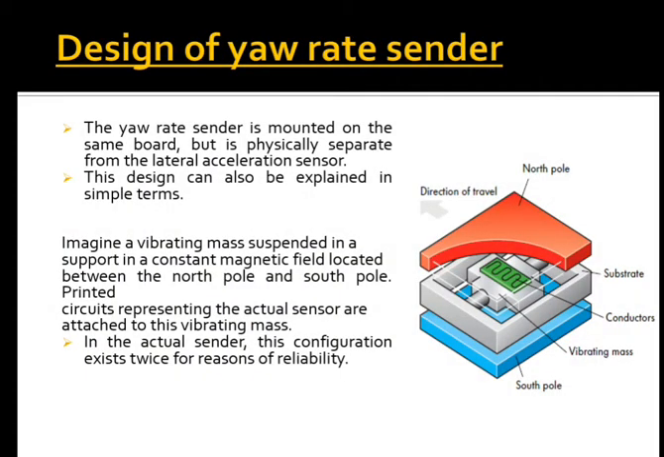Now let's come to our next slide, that is the design of the yaw rate sender. The yaw rate sender is mounted on the same board, but it is physically separate from the lateral acceleration sender. I have already explained that the acceleration sender and yaw rate sender are in combined form, but physically separate. The working of both sensors is different. The lateral acceleration sender works on one principle, and the yaw rate sender works on a different principle.